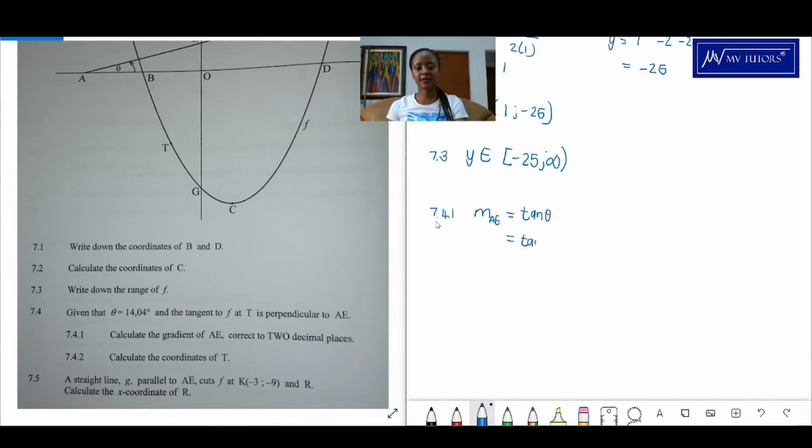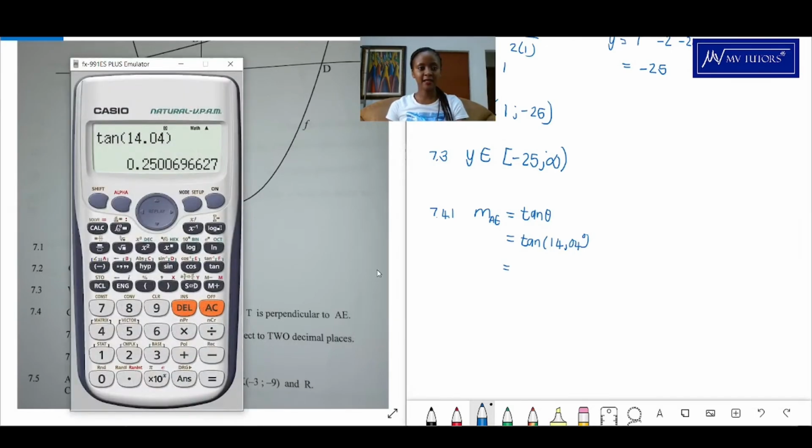So they've given us the angle of inclination, which is 14,04 degrees. Okay, so we can then calculate that. So it's actually 0,25. You can also put it in a fraction form. We know that that is a quarter.